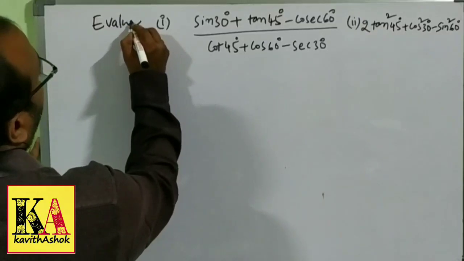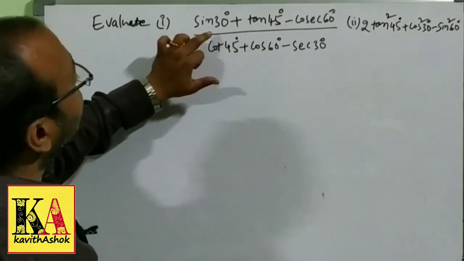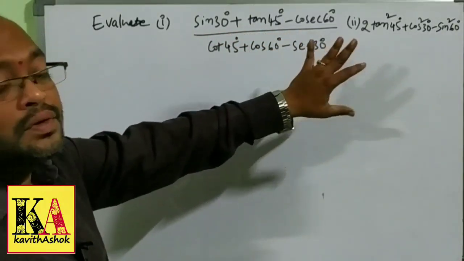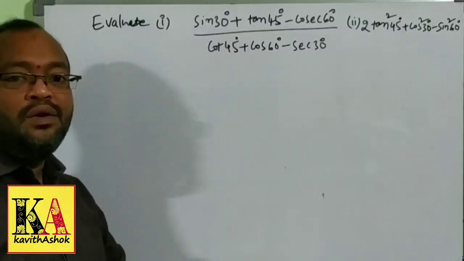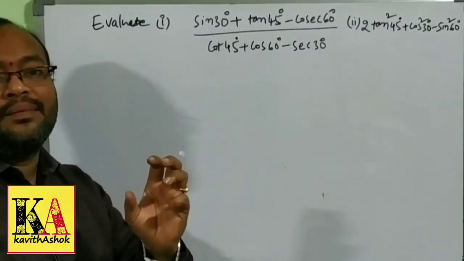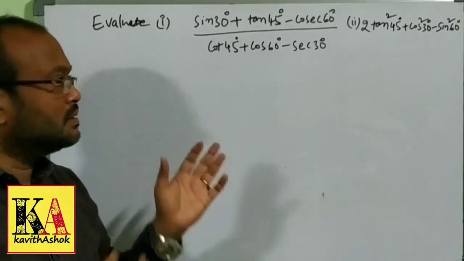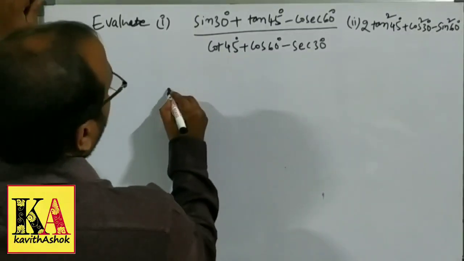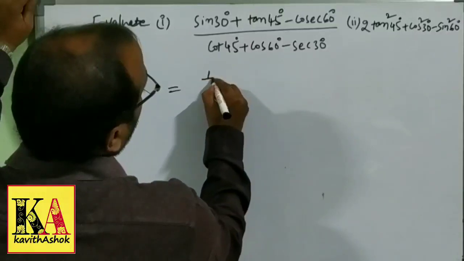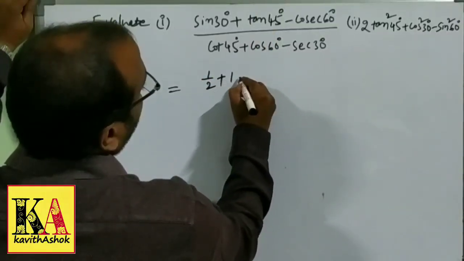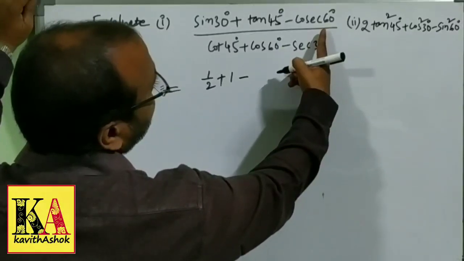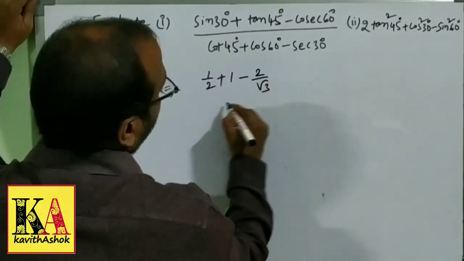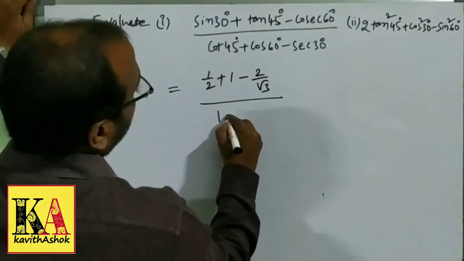Evaluate sin 30 degrees plus tan 45 degrees minus cosec 60 degrees, divided by this one and that one. To evaluate these values, if we know the standard trigonometric ratio values at particular angles, this problem will be very easy. So we have to be perfect in the table. We will take the first one. Sin 30 is nothing but 1 by 2. Tan 45 is nothing but 1. Cosec 60 degrees is 1 by sin 60, so 1 by root 3 by 2. It will be reversed: 2 by root 3. Cot 45 degrees is 1.